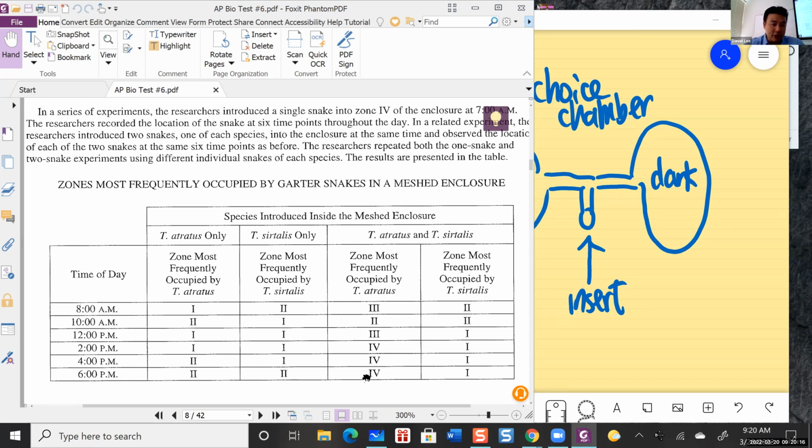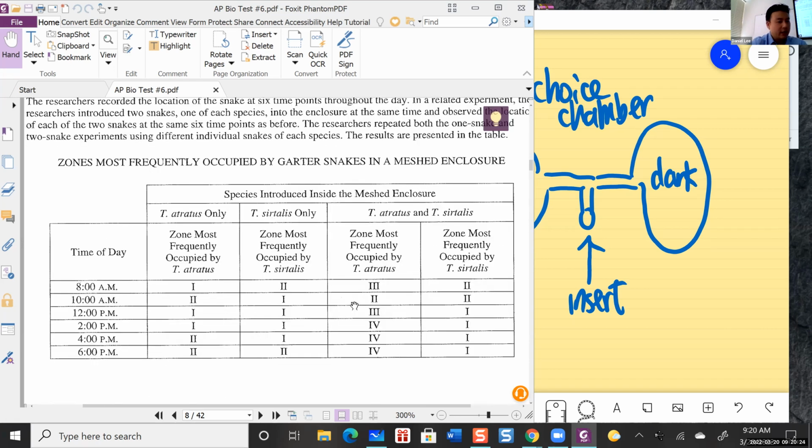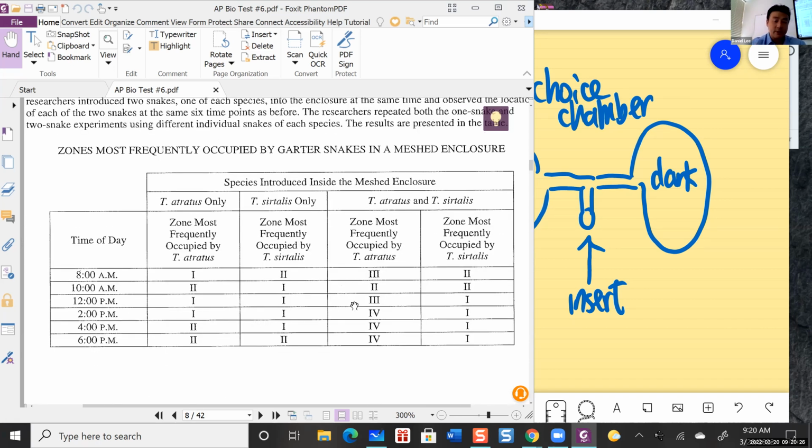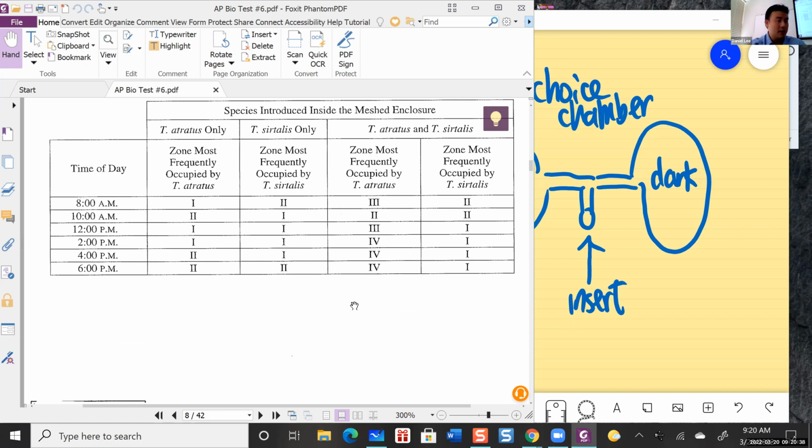So to me, this seems like TS is more competitive for 1 and 2. So it kind of pushes TA out of its fundamental niche into the realized niche. So the realized niche is only a portion of what they can potentially occupy. So it's a fraction, a subset of the fundamental niche. This is competition for resources. This is not predation, this is competition for resources, okay? So again, TS is more competitive.